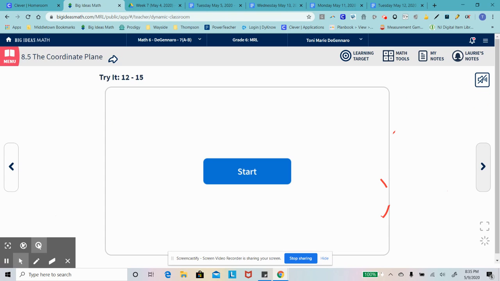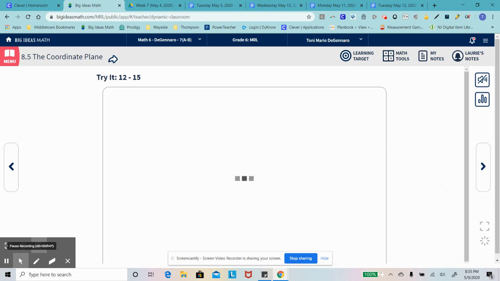Okay, so we're going to do the tryouts together, and then we'll be all done, and I'll let you go on to your assignment for today. So we are going to press start, and we're going to do 12 through 15, and this time we're going to go across both axes.